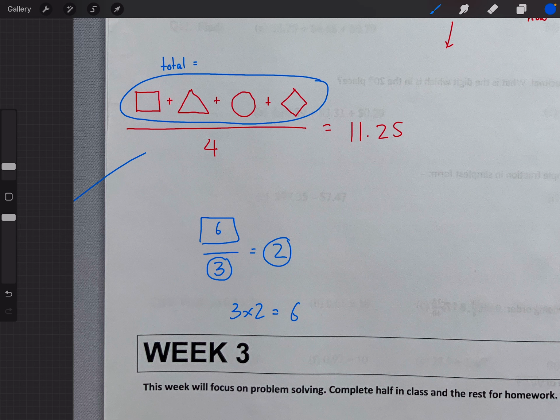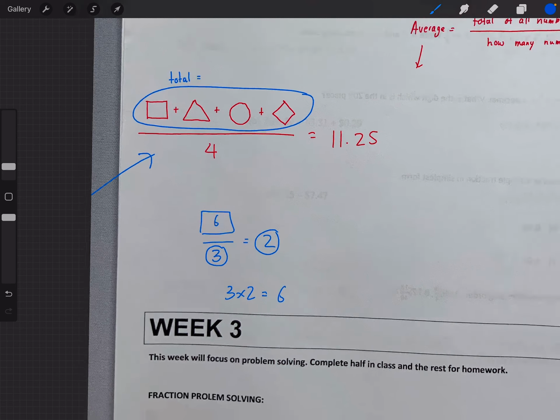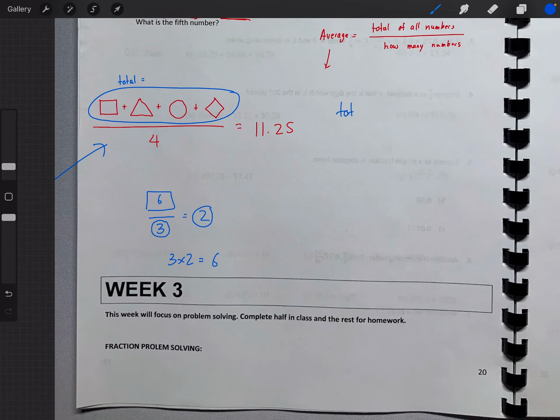Same thing here. I want to get a total. I've got total divided by 4 is equal to 11.25. How do I find a total? Well, just do 4 times 11.25. 4 times 11 is 44. 4 times 0.25 is equal to 1. So that's plus 1, equals 45. Therefore, the total is equal to 45.